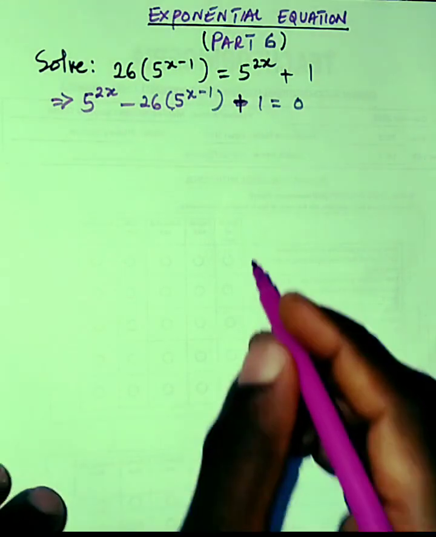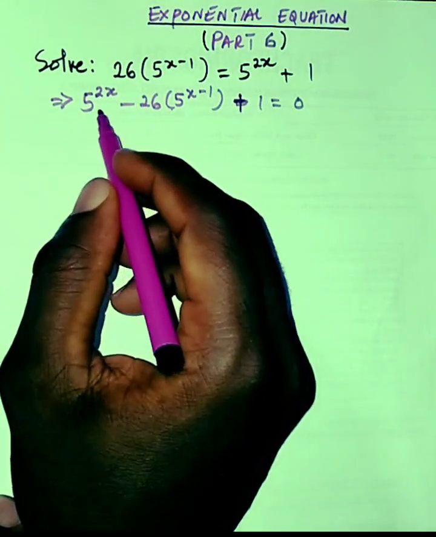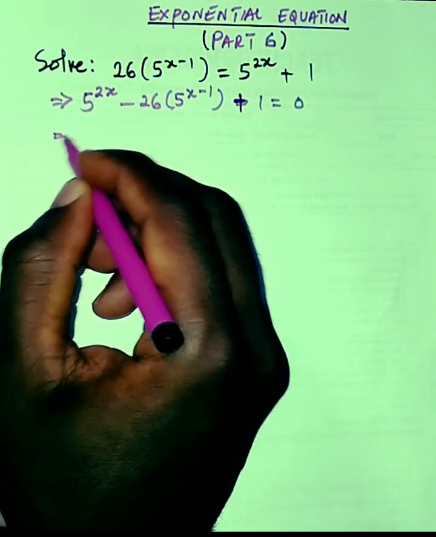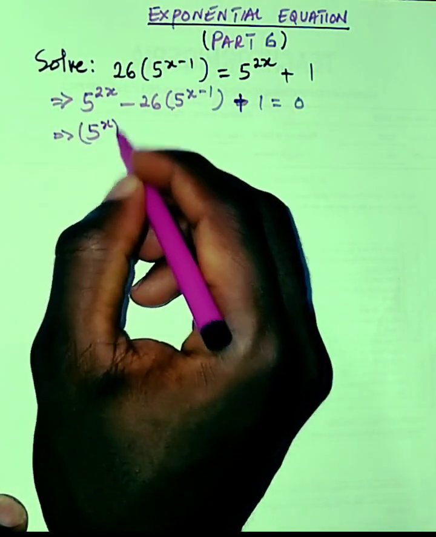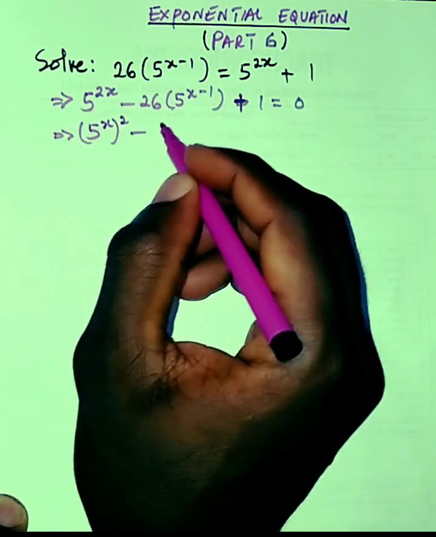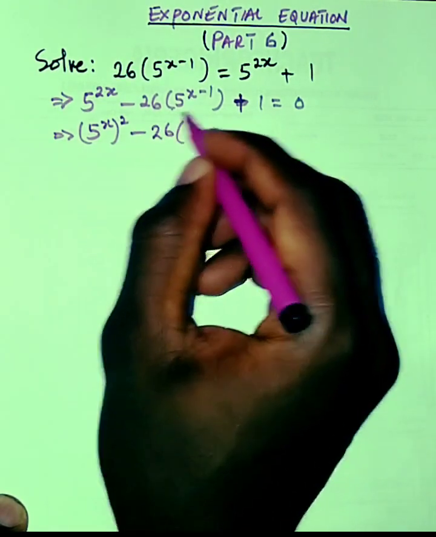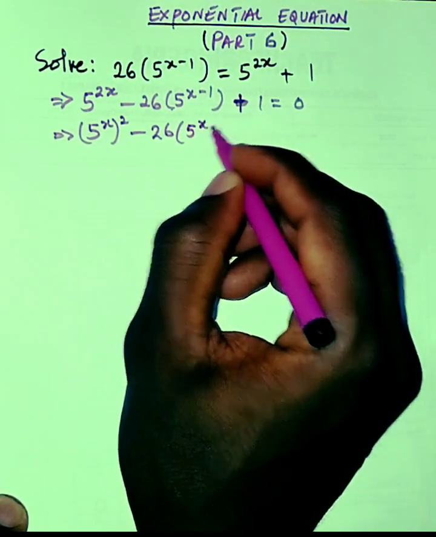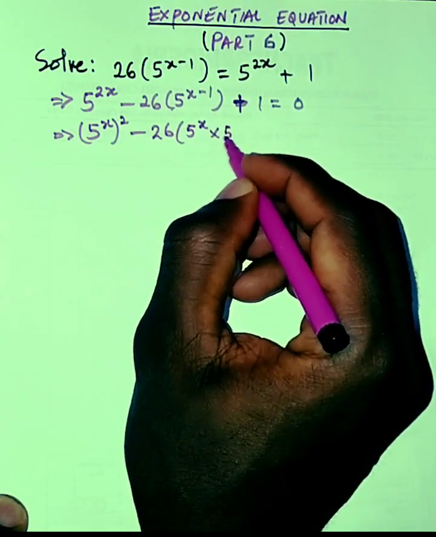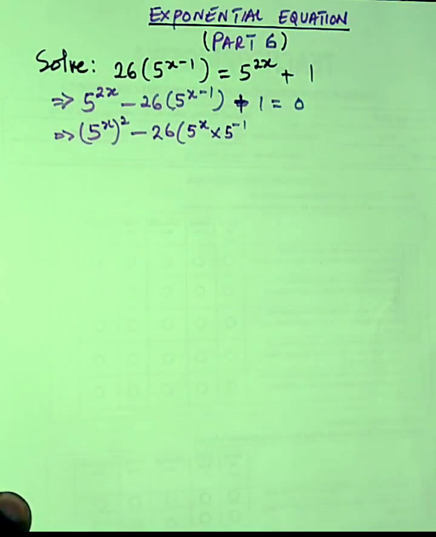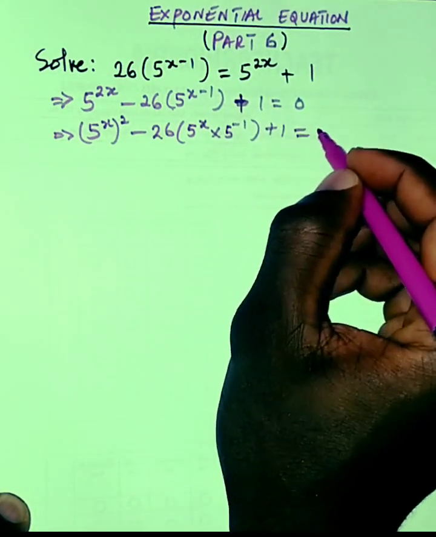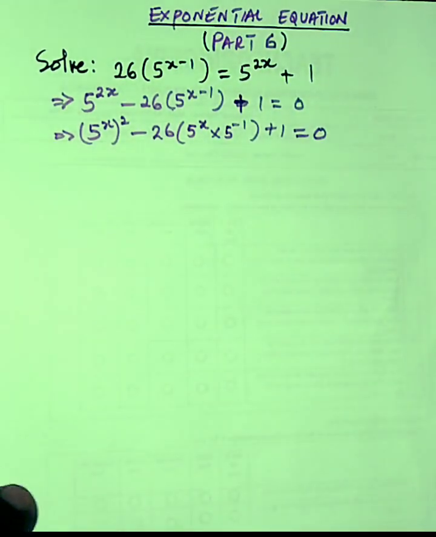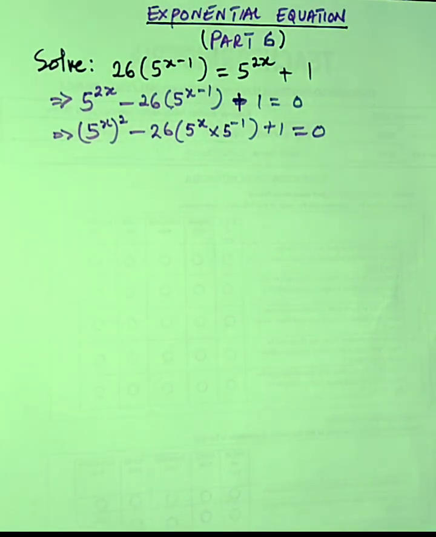The next thing we are going to do is that this first term of this equation can actually be written as 5 to power x, then to power 2, minus 26 into bracket 5 to power x multiplied by 5 to power minus 1. That is from the law of indices. So we have plus 1 equals 0.